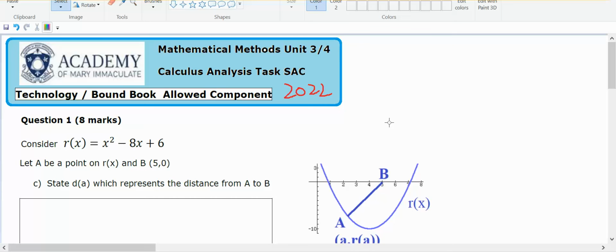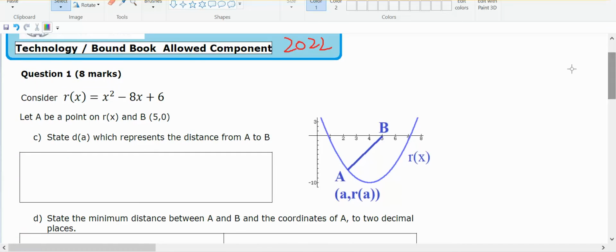Okay, for Year 12 Methods, question 1C and 1D. We have the same quadratic r of x, and it's been drawn for me here. I've got a point here, B, which is at (5, 0). And we're looking for the distance from A to B. So we're looking for this distance here.